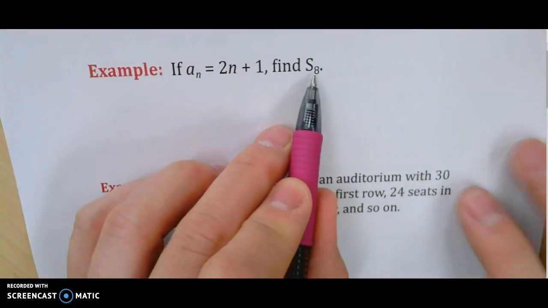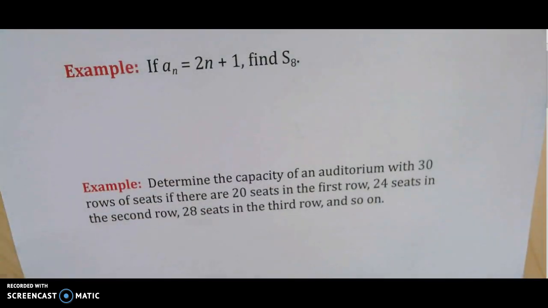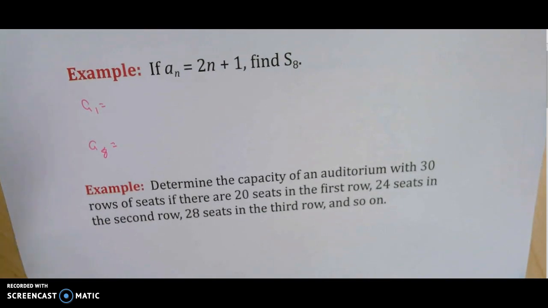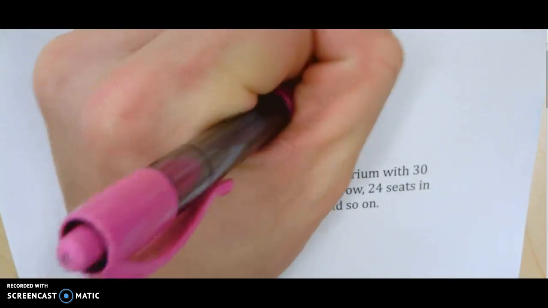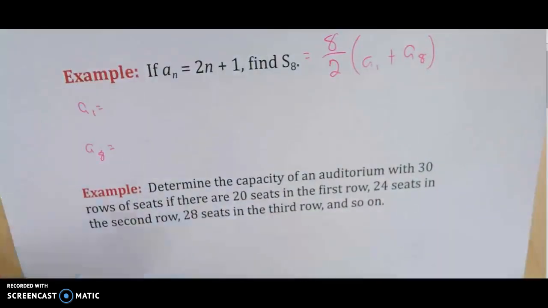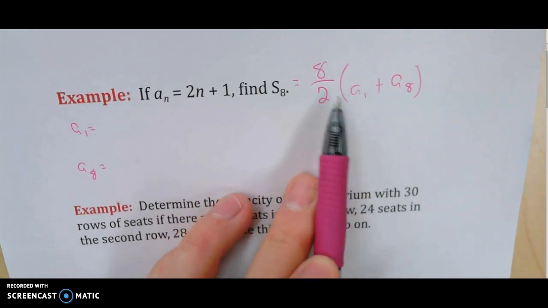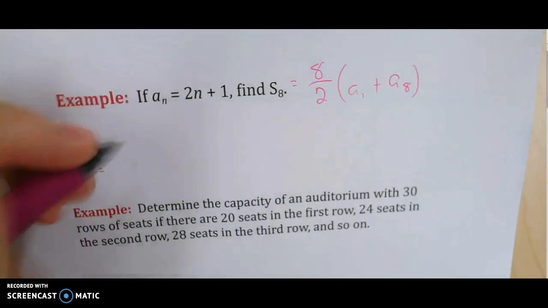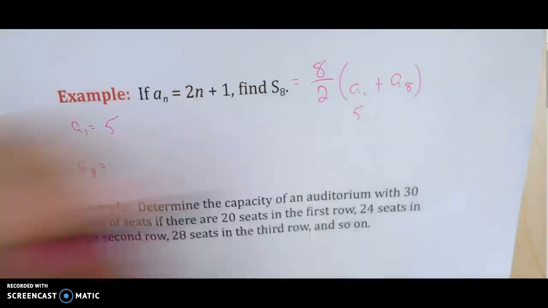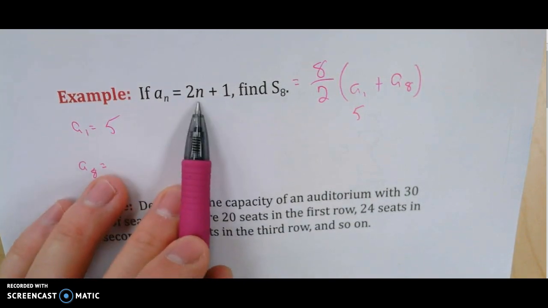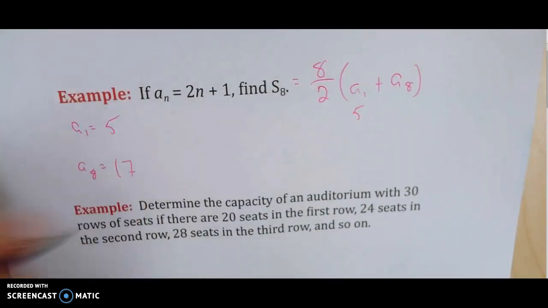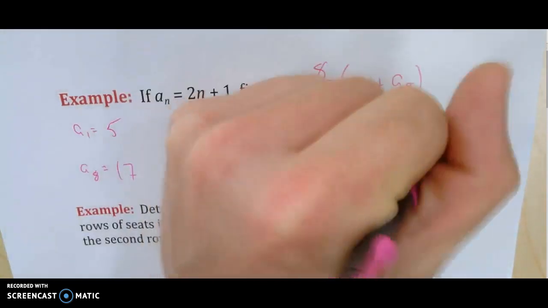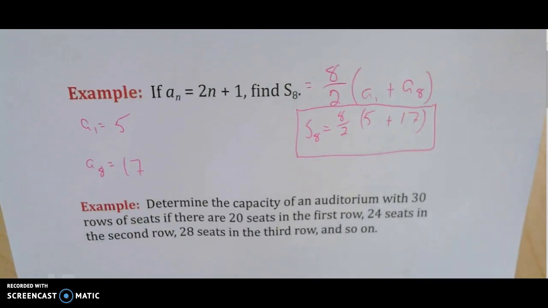All right. So here they give us a formula. We want to find the sum of the first 8 terms. They give us the formula. Well, if I figure out a sub 1, where we start, and then a sub 8, where we end, this is going to be as easy as pie. Because the sum of the first 8 terms is going to equal 8 over 2 times the quantity first term plus last term. So if I plugged in 1 to figure out the first term, 2 times 1 is 2 plus 1, that gives me 3. A sub 8, 2 times 8 is 16, plus 1 gives me 17. So 3 plus 17 here, 8 over 2 out here, that's going to equal the sum of the first 8 terms. Go to your calculator and call it a day.